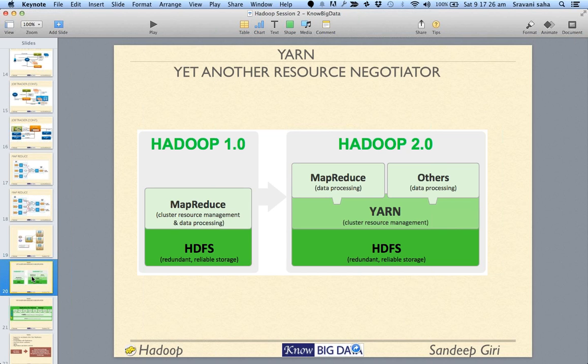All right. And there were multiple problems with that design. First, in Hadoop 1.0 you could only execute the logic in the form of maps and reduces. That means if your problem is not convertible into maps and reduces, then you can't do that earlier.